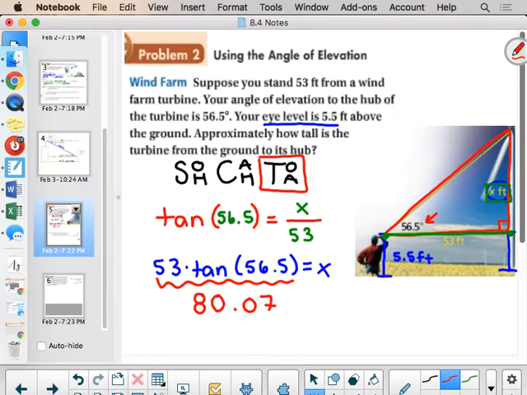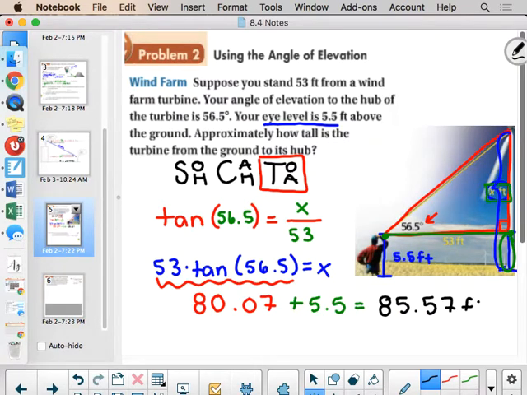approximately. Now I gotta remind you, we're not done yet because I want to know the entire height of the turbine. So I gotta take into consideration that little chunk down here of 5.5 feet, and I'm gonna take care of that by adding it on to the height that I've already found. So therefore, what I get approximately is 85.57 feet. And it just says approximately, so I can leave my answer like this. If it said round to the nearest tenth, I would have an answer of 85.6 feet.